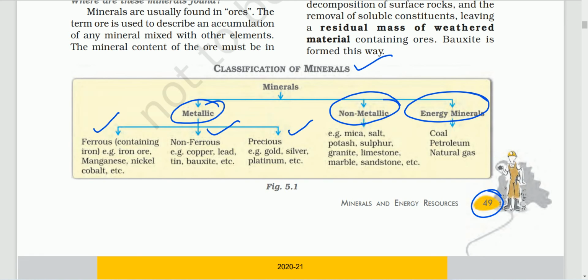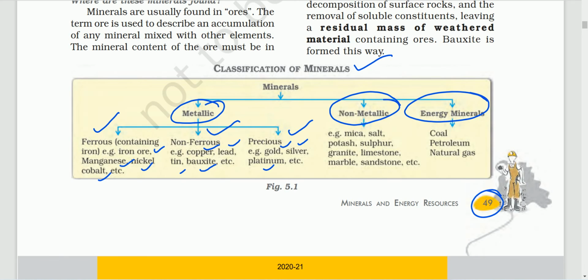Examples are given here. Ferrous means containing iron. Minerals containing iron are known as ferrous minerals. We have iron ore, manganese, nickel, cobalt, tungsten, vanadium. All these are examples of ferrous minerals. Next, non-ferrous minerals, which do not contain iron. Example: copper, lead, tin, bauxite. Precious minerals are high value minerals like gold, silver, platinum.